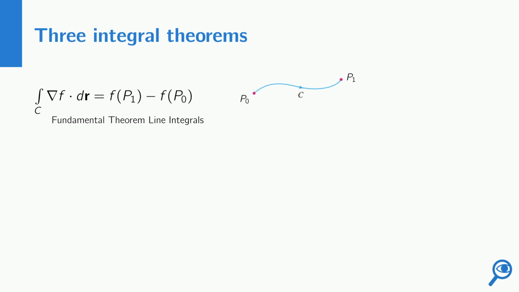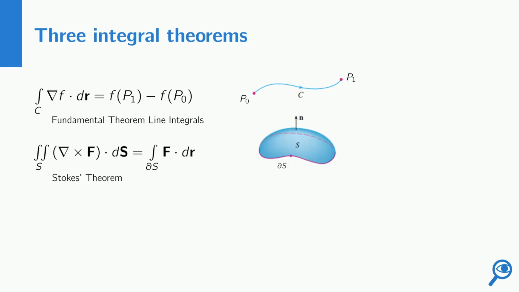The first one is the fundamental theorem of line integrals, saying that the integral of the gradient of a function f over an oriented curve C with starting point P0 and endpoint P1 is equal to f(P1) minus f(P0). The curve C could be a curve in the plane or a curve in 3-space.